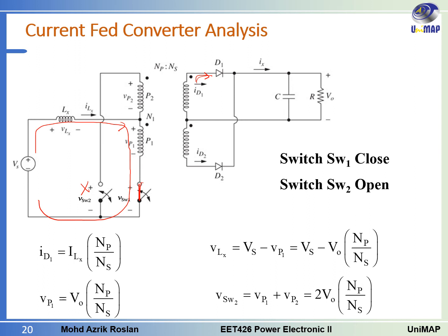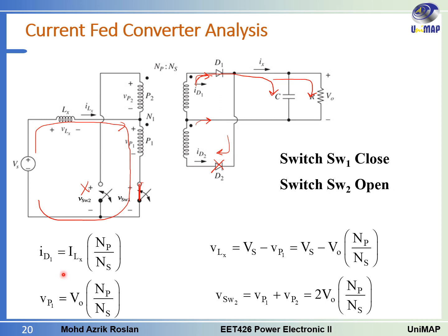How about this one? If the current is leaving from this point, the direction of current would be like this, so it will be blocked by D2. So D2 is now blocking the current, and this one is off. So we know the current will go this way and then to the load. The current ID1, which is the current here, is equal to ILX, the current coming to the winding here, multiplied by NP over NS. This is just the normal transformer relation: the current at the secondary equals the primary current multiplied by NP over NS.